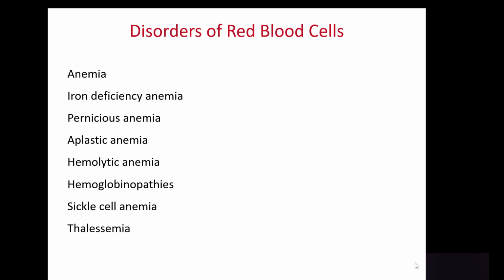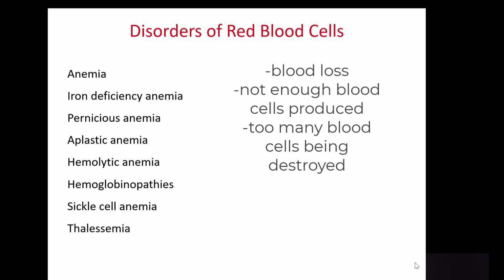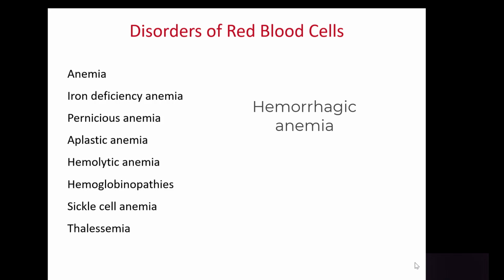There are several types of anemia, but there are three main categories. Blood loss, not enough blood cells being produced, and too many blood cells being destroyed. Your book doesn't mention the first category, blood loss. This is hemorrhagic anemia, and it can be acute or chronic.